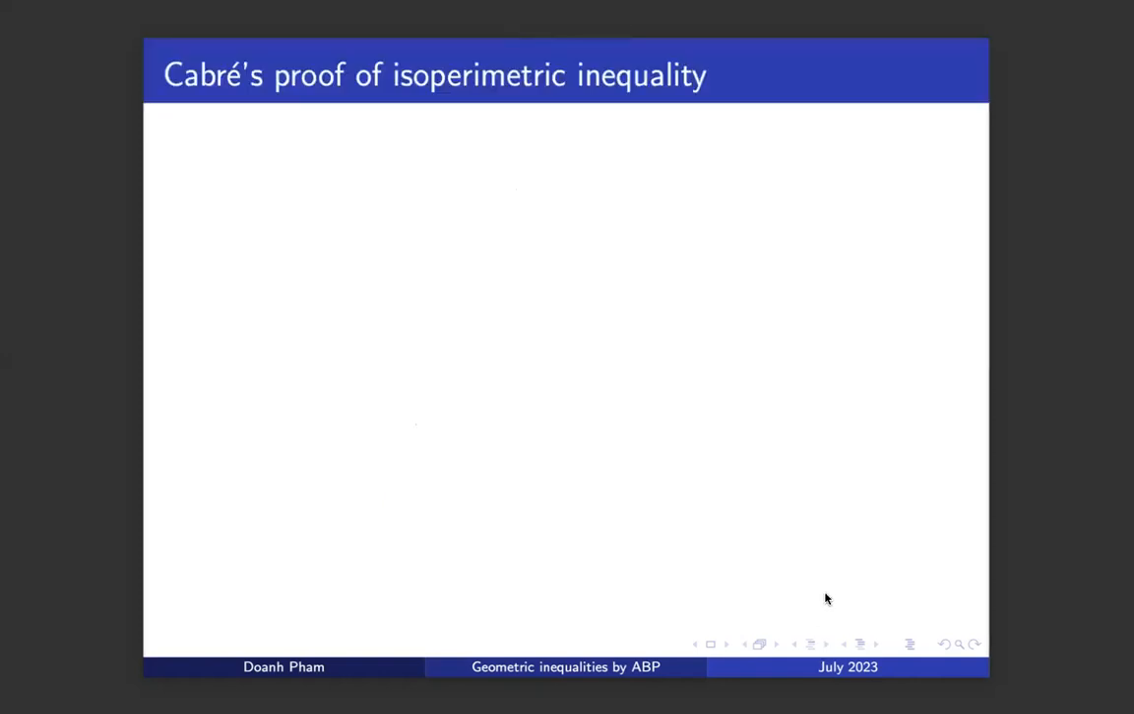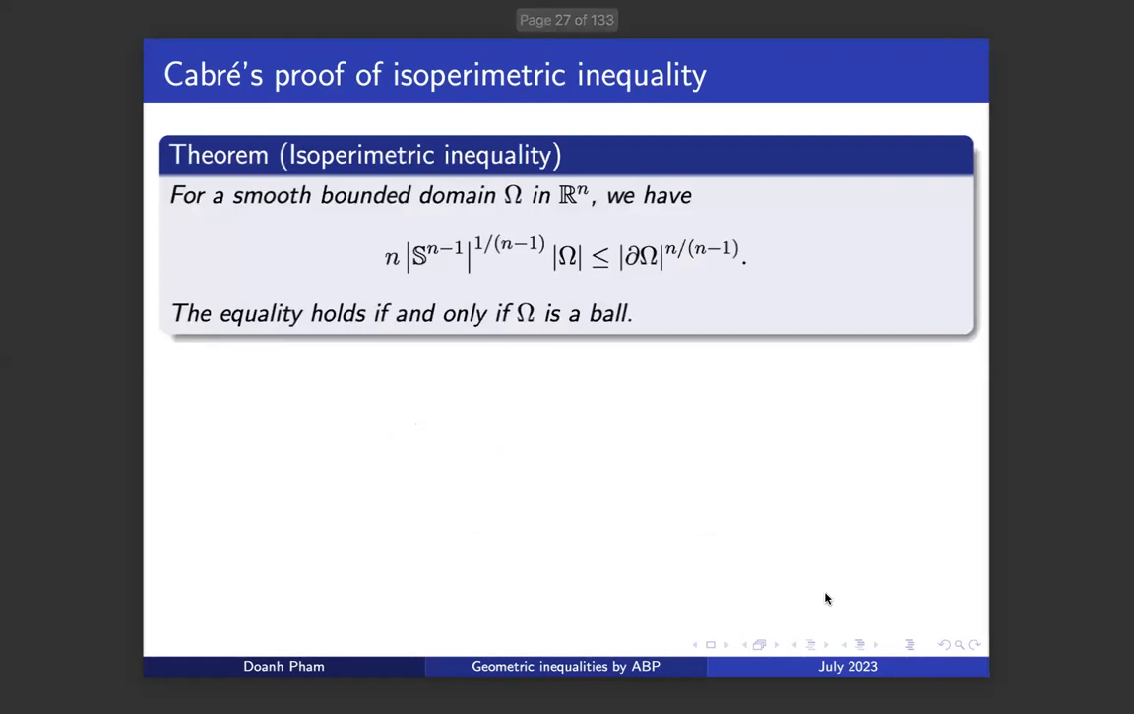So the next demonstration of the ABP method in geometric inequalities is Cabré's idea of the proof of the isoperimetric inequality. So essentially, the isoperimetric inequality says that among all the solids with the same volume, the ball has the least surface area.